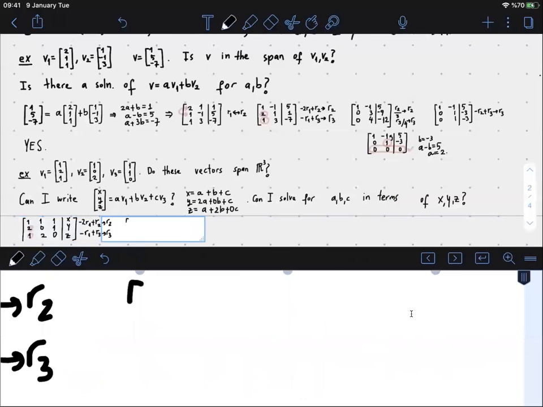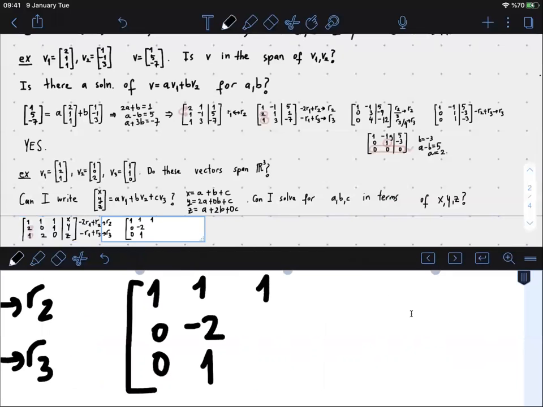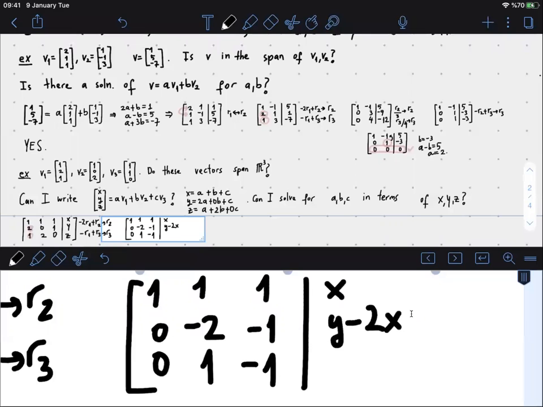If you do this, we get 1, 0, 0. Then we get 1 minus 2, and this was minus 1, so this is 1. This is 1, this is -1, and this is -1. x. What is this? This is y minus 2x. And what about this? This is z minus x. Okay, so we're done with the first part.